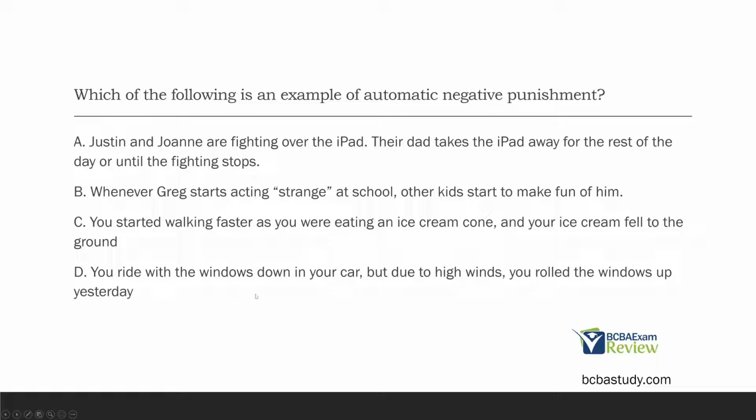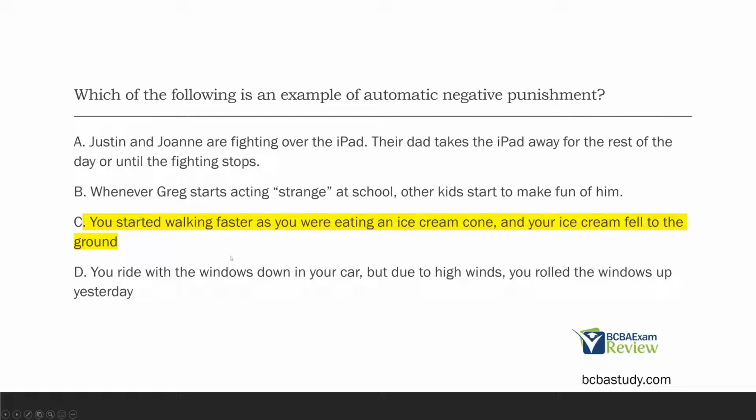And then D, you ride with the windows down in your car, but due to high winds, you rolled the windows up yesterday. If you roll the windows up to remove high winds, in the future, you're going to continue rolling the windows up, right? So this is automatic, but this is going to be reinforcement. The best example of automatic negative punishment is C.